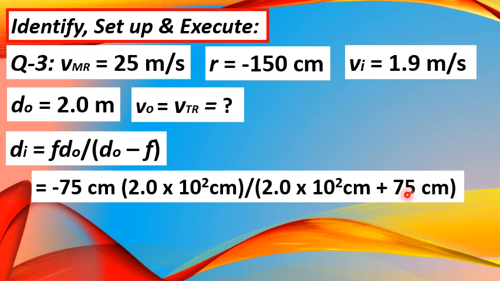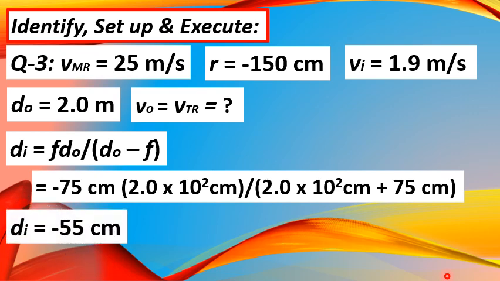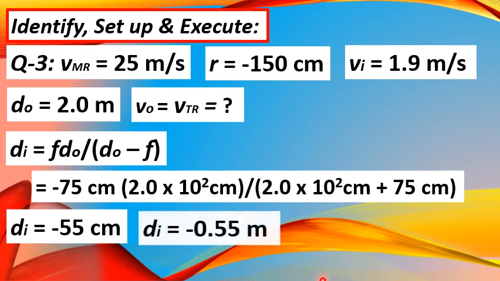So we have a double negative sign. That means this becomes plus. So simplifying, we'll get the value of the image distance DI equal to negative 55 centimeters, or in meters, it is equal to negative 0.55 meters.